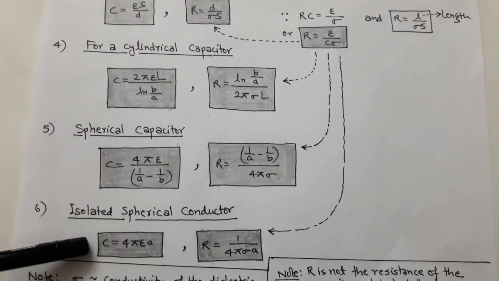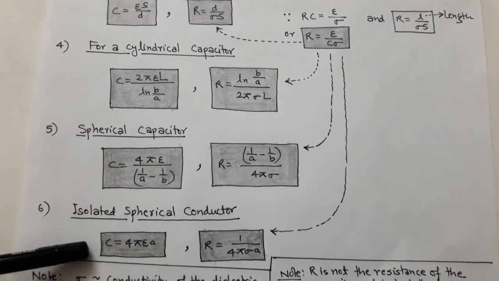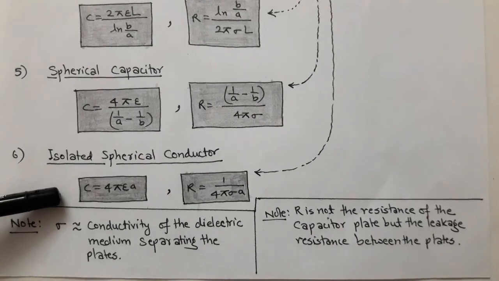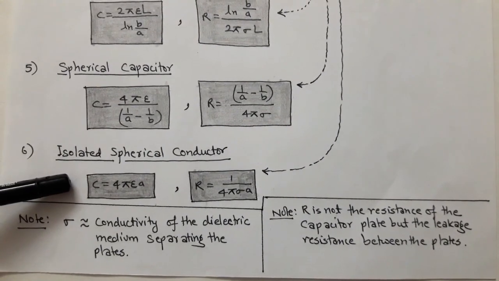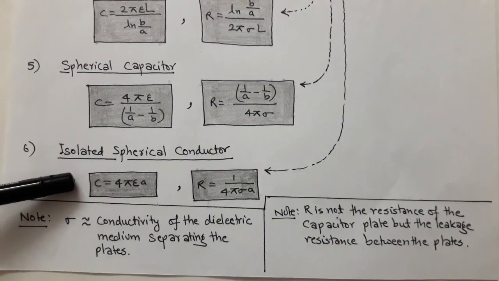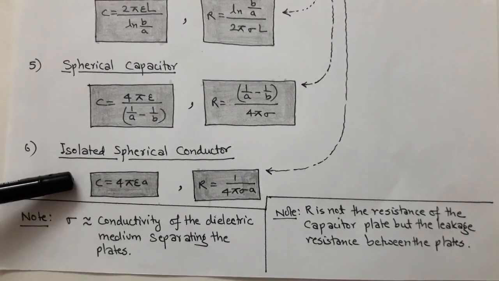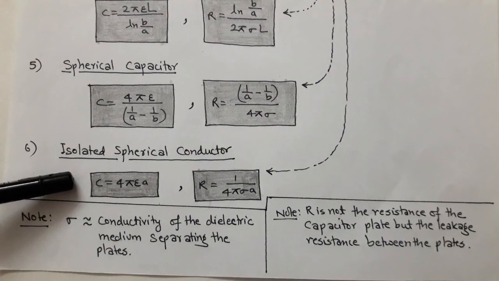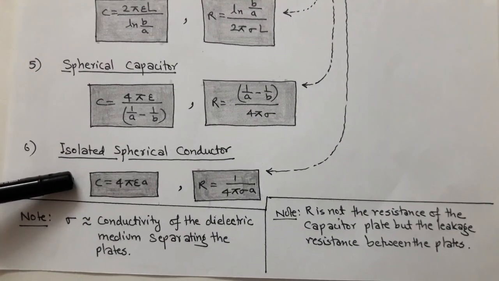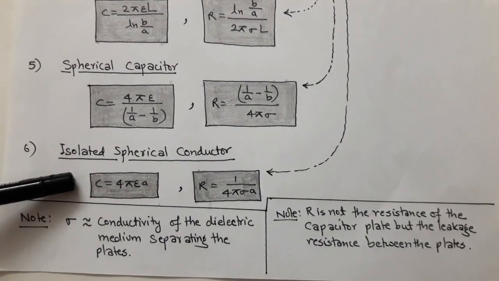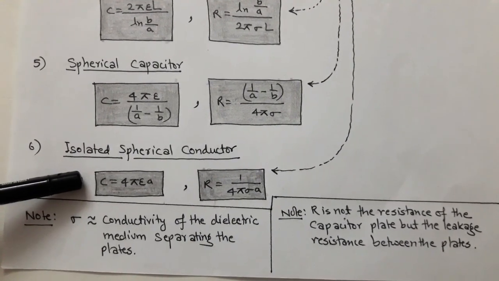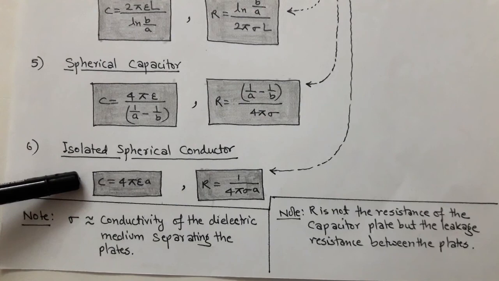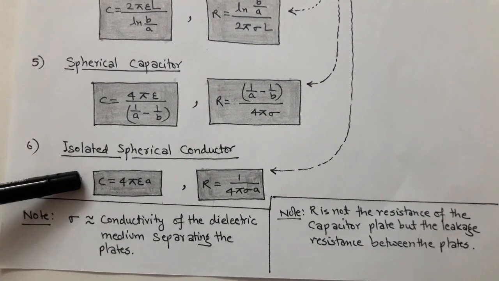Now, the sixth point is the isolated spherical conductor. An isolated spherical conductor can be obtained by making the radius of the outer spherical conductor tend towards infinity. Then we get an isolated spherical conductor and its capacitance is 4 pi epsilon a. Now for this the resistance equals 1 upon 4 pi sigma a. That is obtained by using R equals epsilon upon C sigma.